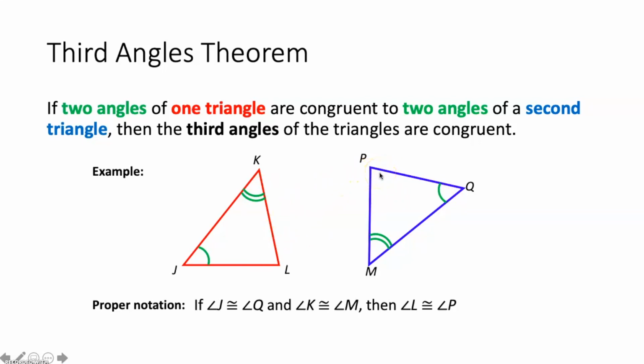And it makes sense because if you think about the triangle angle sum theorem, you only have 180 degrees. And if you take away this angle and this angle, then all that's left is the measure of angle L. And if you have the same measures over here that you take away from 180 degrees, it's going to be the same measure for angle P. Therefore, angle L must be congruent to angle P.